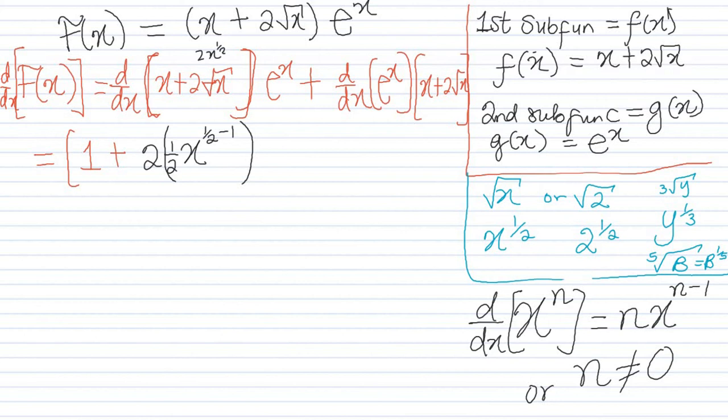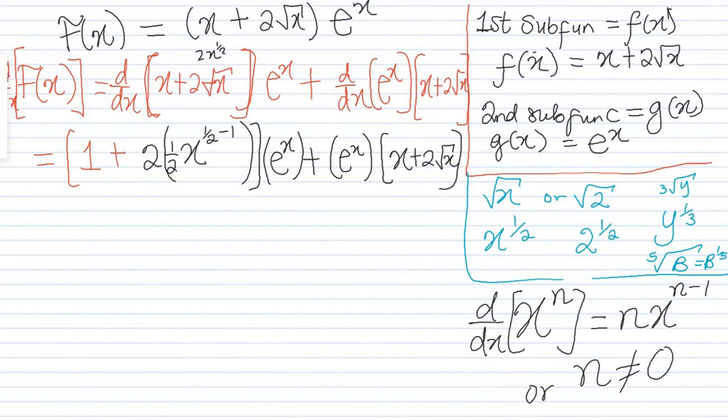That's that one. Now all of that, multiplied by e to the x, plus this one. So what is the derivative of e to the x? The derivative of e to the x is simply e to the x, and we're not going to differentiate the first subfunction, so we're going to leave it as it is. So here we're going to end up with x plus 2 root x. Voila! So now that we've done that, we can continue our work.